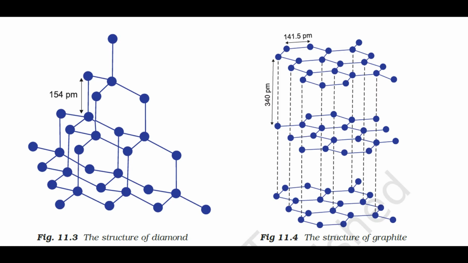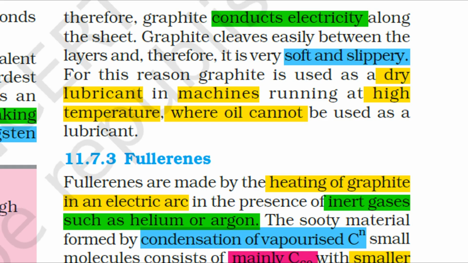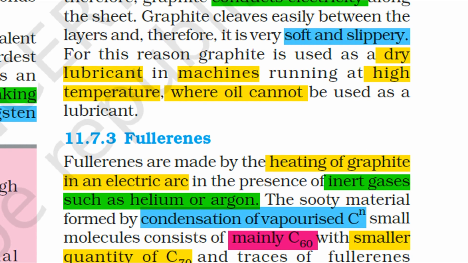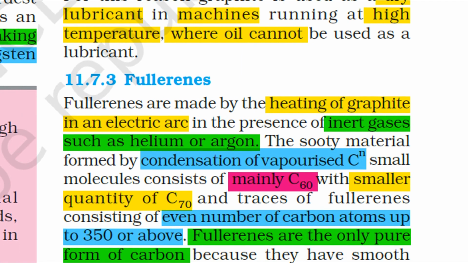2 layers in graphite are held by van der Waals force, and the distance between 2 layers is 340 picometer. Graphite breaks easily in between the layers, so that's why it's soft and slippery and used as a dry lubricant in machines running at high temperature where oil can't be used as a lubricant. Okay, so next is 11.7.3, fullerene.